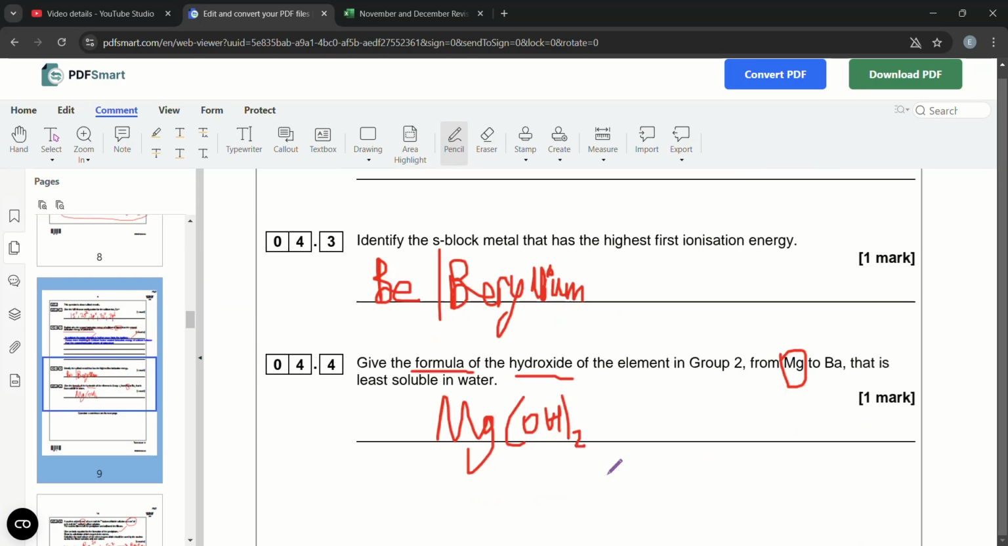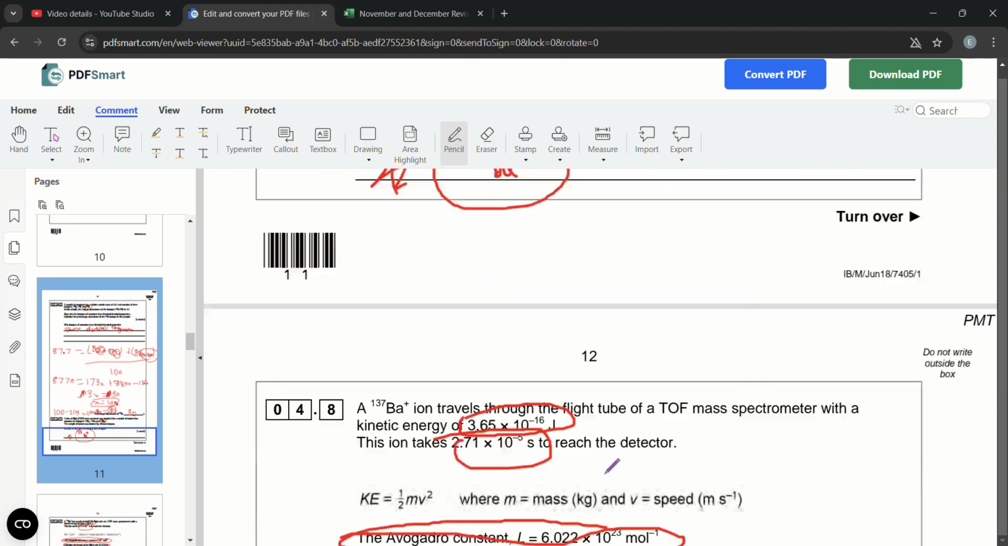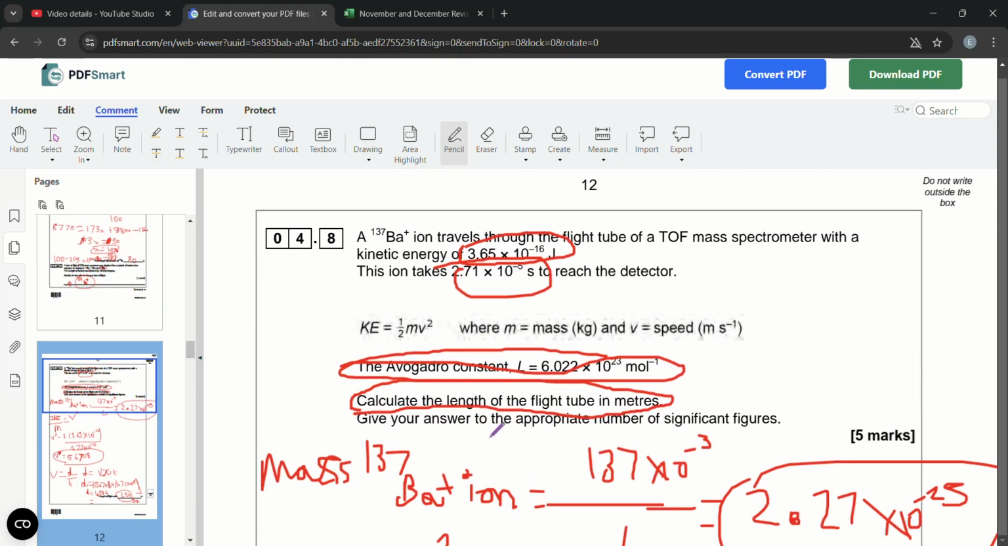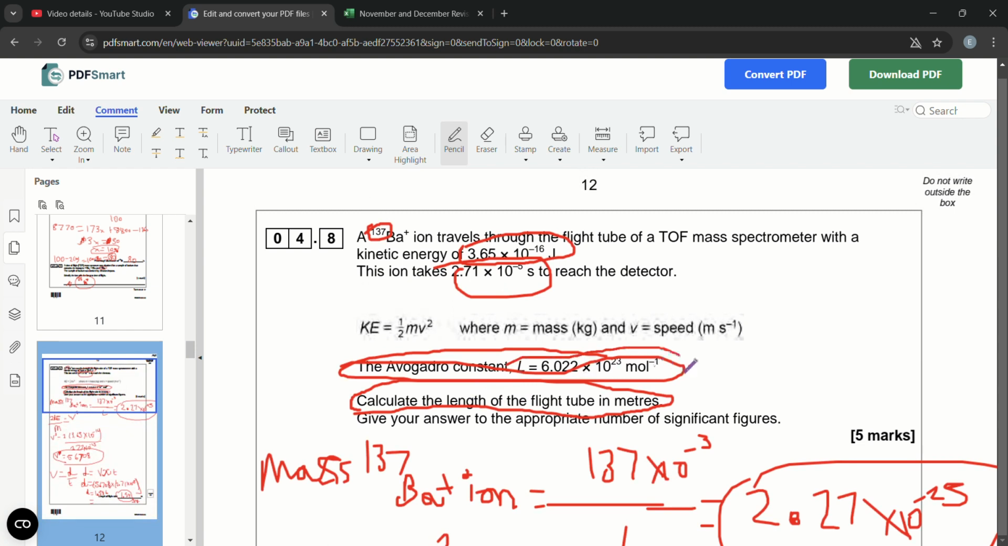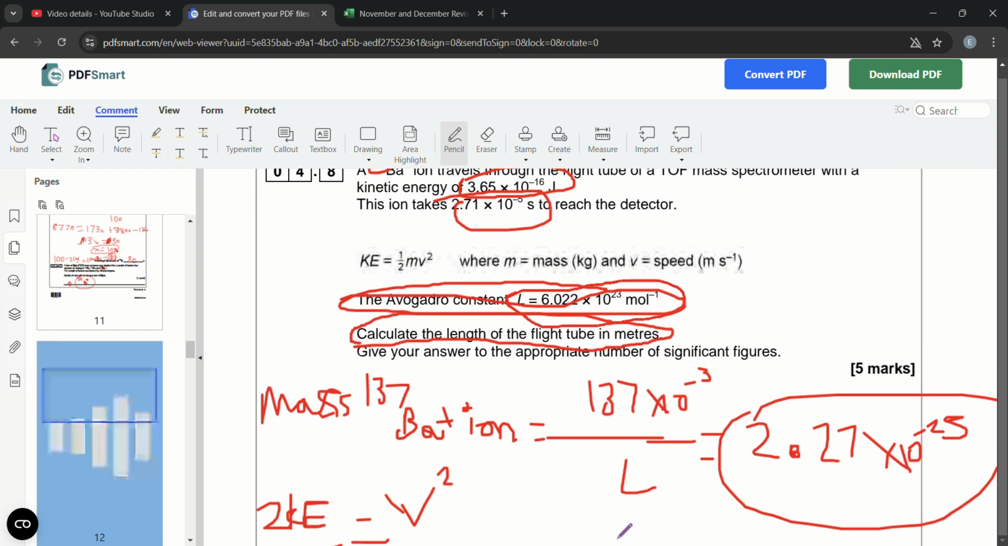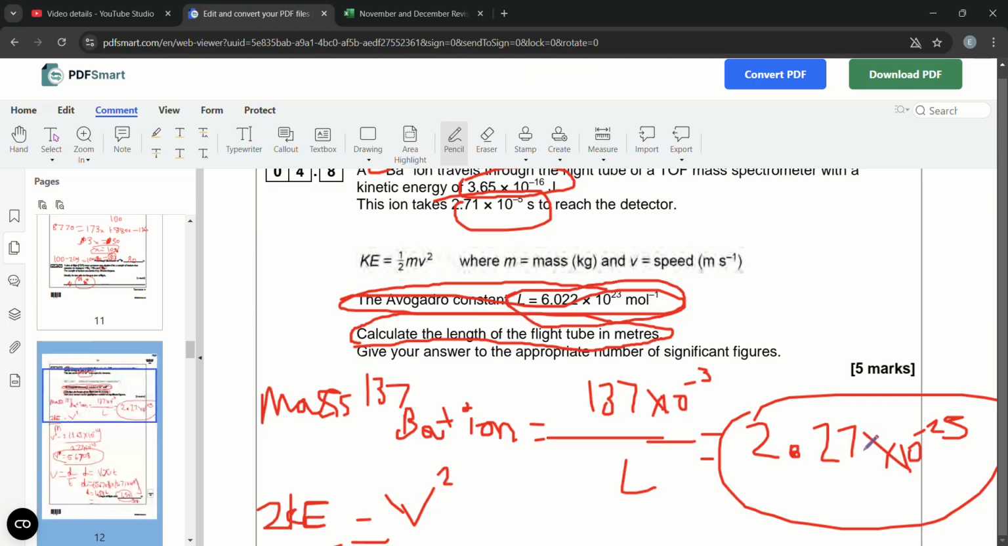So I just want to focus on time of flight mass spectrometry. The hardest part for me was finding out the mass. As soon as you find the mass of the ion, 137 divided by 1000 because we're in kg, divided by Avogadro's constant. There's a reason they put it in, because that will help us find the mass of the ion. Divided by 6.022 times 10 to the power 23, you get the mass.